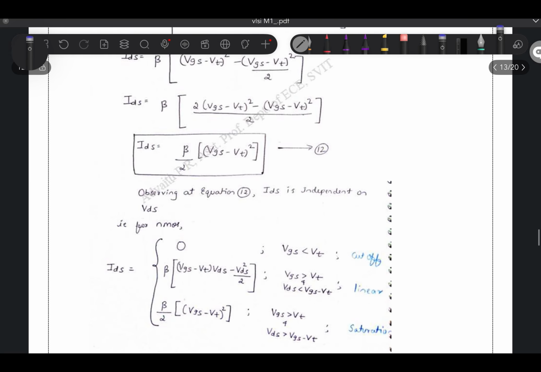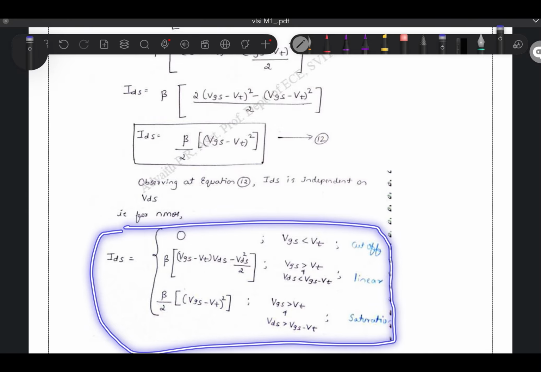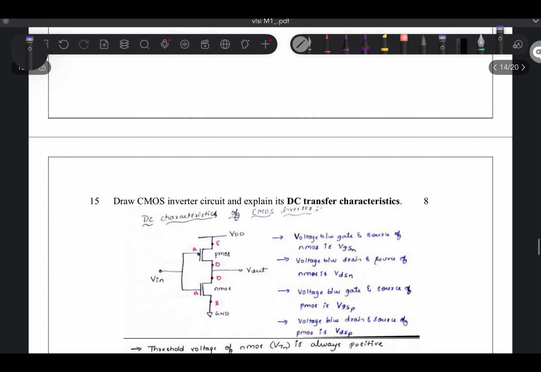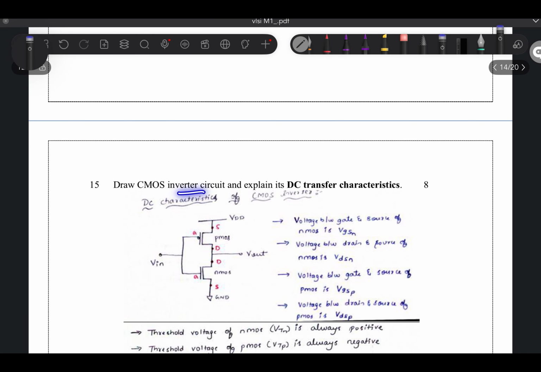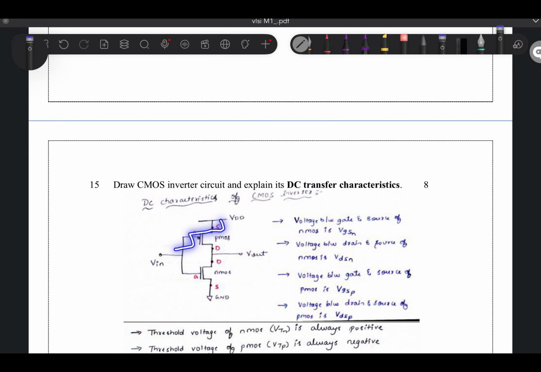Again comes this final equation, but here comes the main twist: it is best to write the summary of all the equations, like at the cutoff stage what the equation is, at linear what it is, and at saturation what it is, beta by 2 this. It is better to write all rather than losing marks here. Then comes the inverter DC transfer characteristics. Here diagrams carry main marks, how the current goes from VDD and how it goes down, as I have explained here.